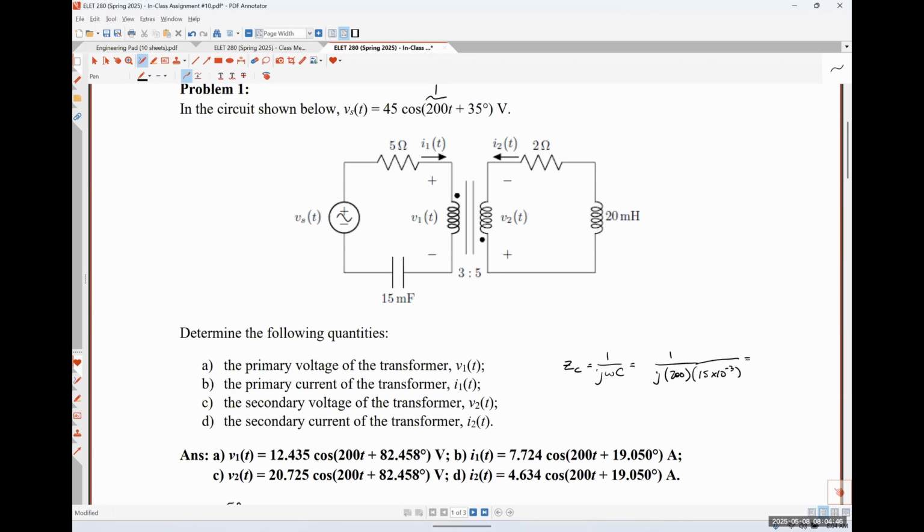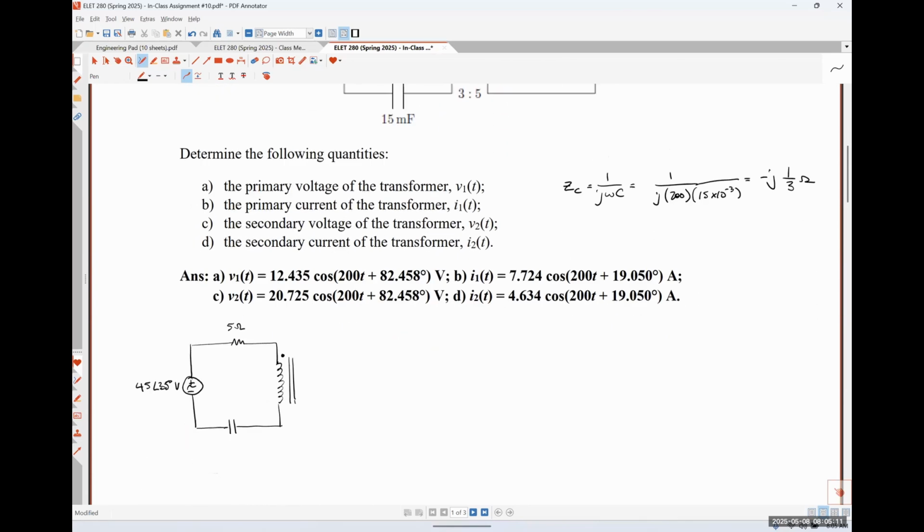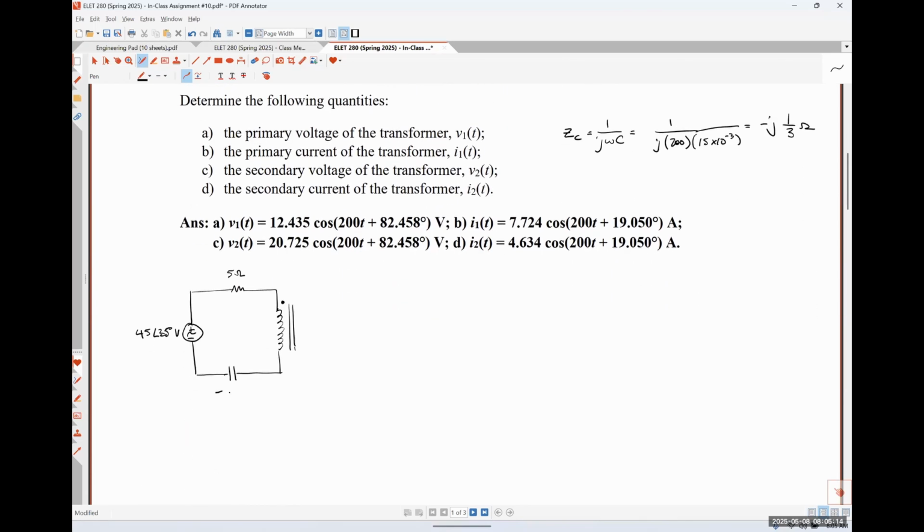So in my calculator, I'm just doing 1 over 1i multiplied by 200 multiplied by 15 times 10 to the minus 3. And I wound up getting negative J 1/3 of an ohm. If anybody else wants to throw that in their calculator and verify, you're welcome to do so.